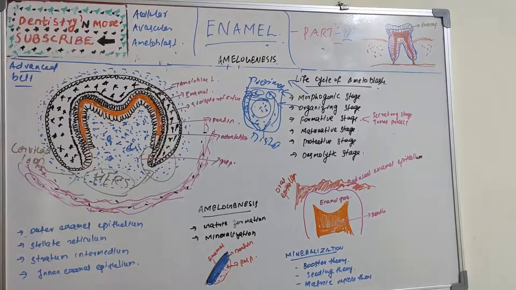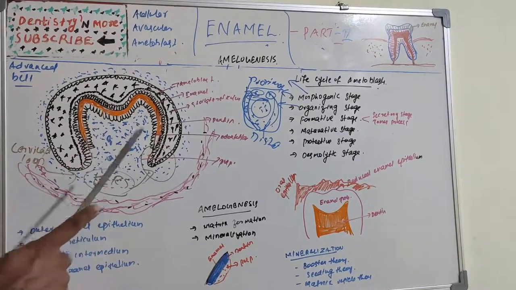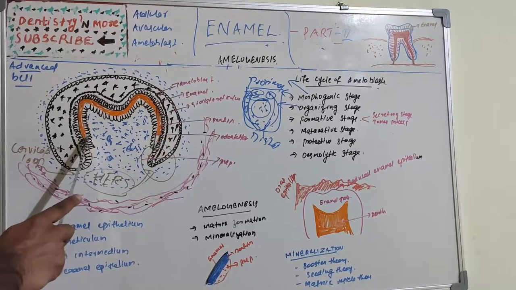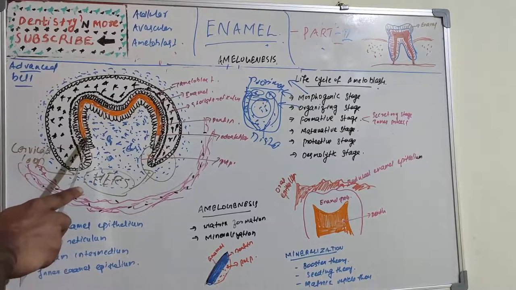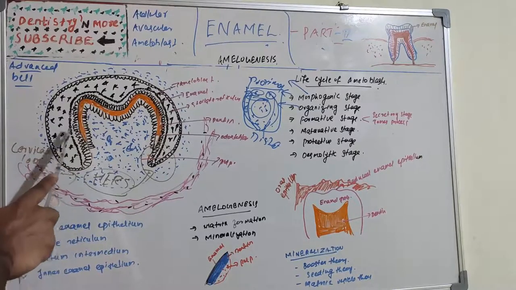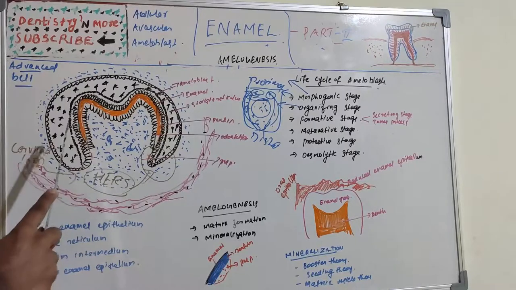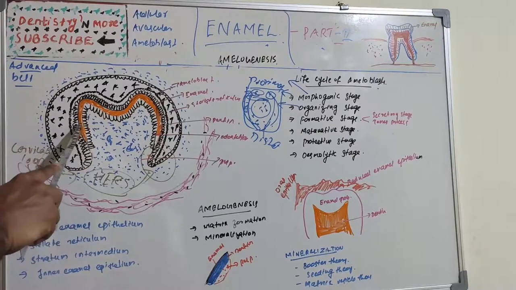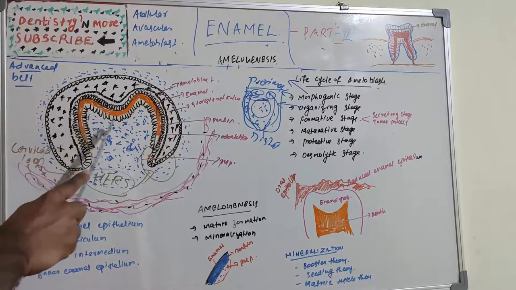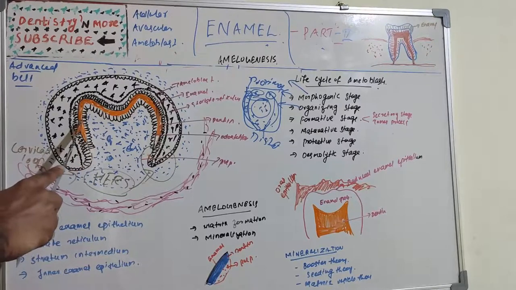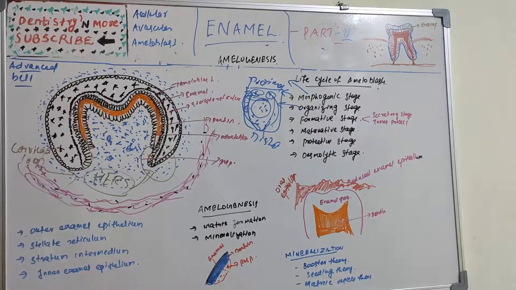So what happens in the later or terminal stage? Odontoblasts begin to secrete dentin, which is a critical phase in the life cycle of inner enamel epithelium, which differentiates into ameloblast. Okay, so when odontoblasts begin to secrete dentin, this orange one, this is odontoblast, towards the pulp or the dental papillae. Once the dentin formation starts, this inner enamel epithelium differentiates into ameloblast.